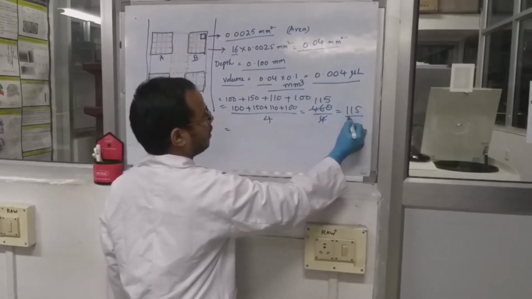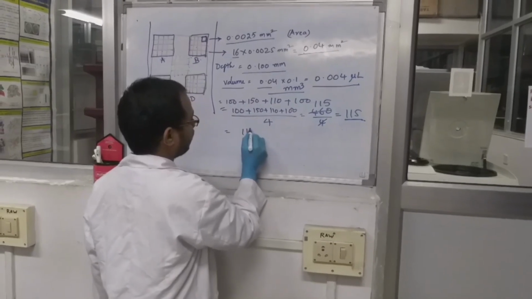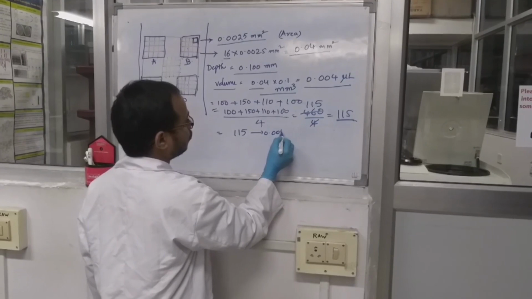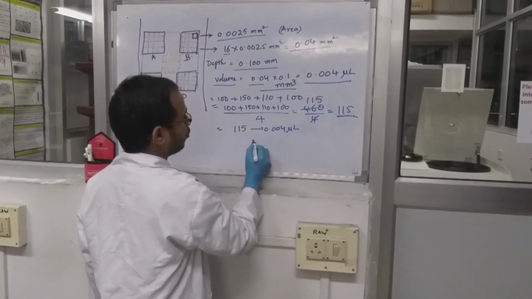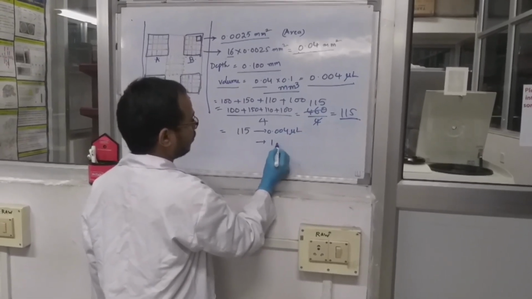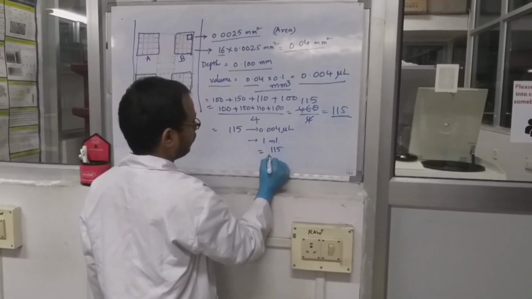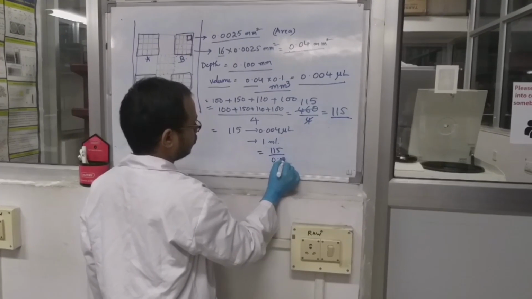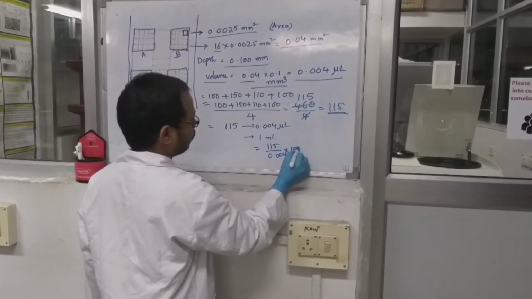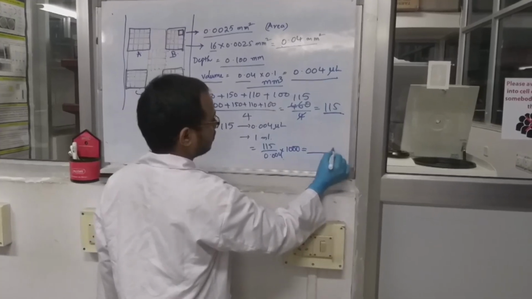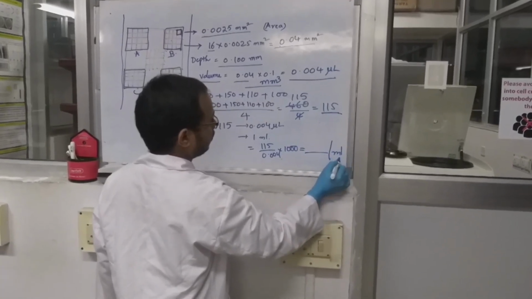The average is 115. So 115 cells in 0.004 microliter volume. So how many cells per 1 ml? That we can calculate simply: 0.004 into 1000. That will give the cells per ml.